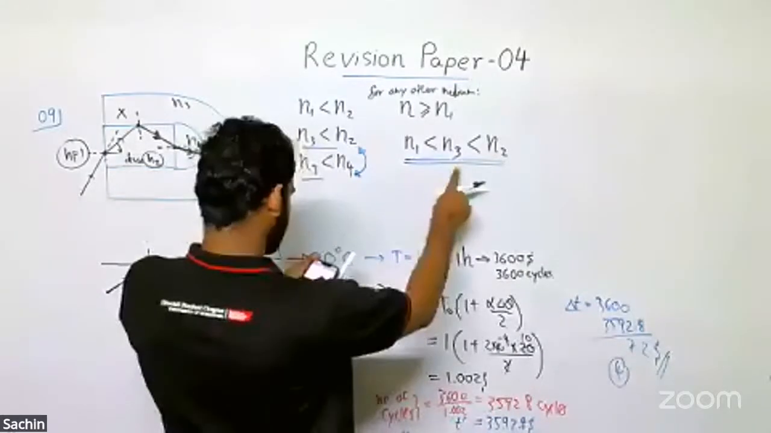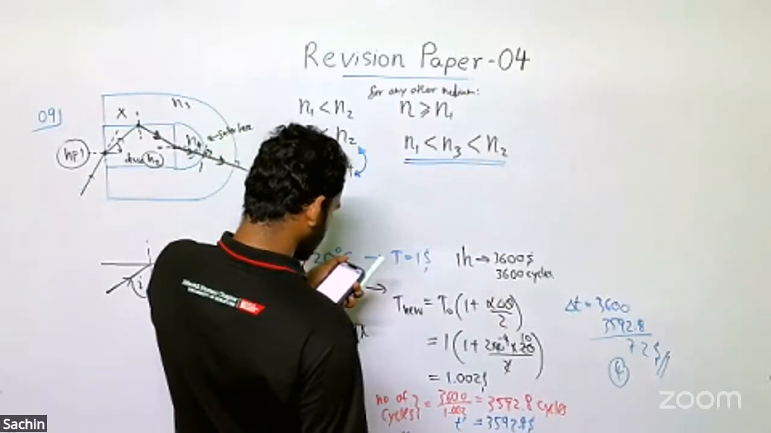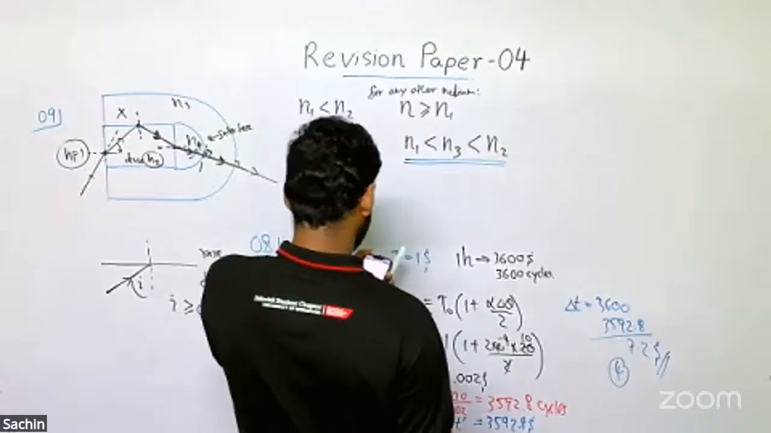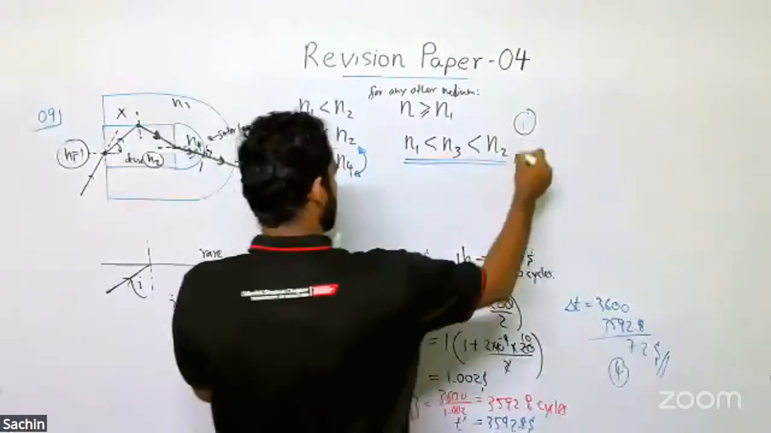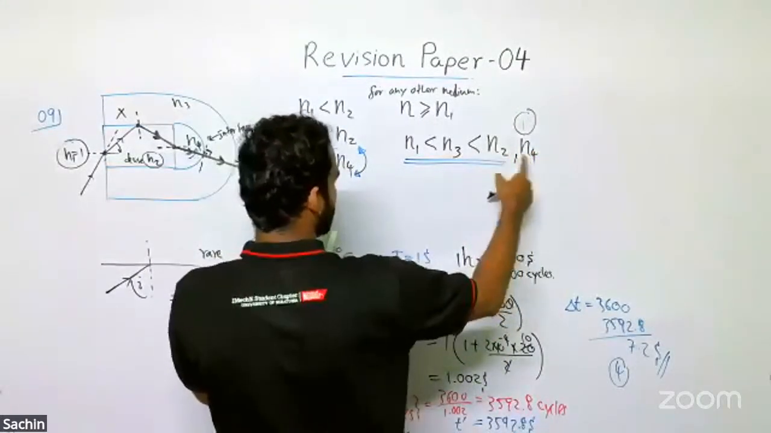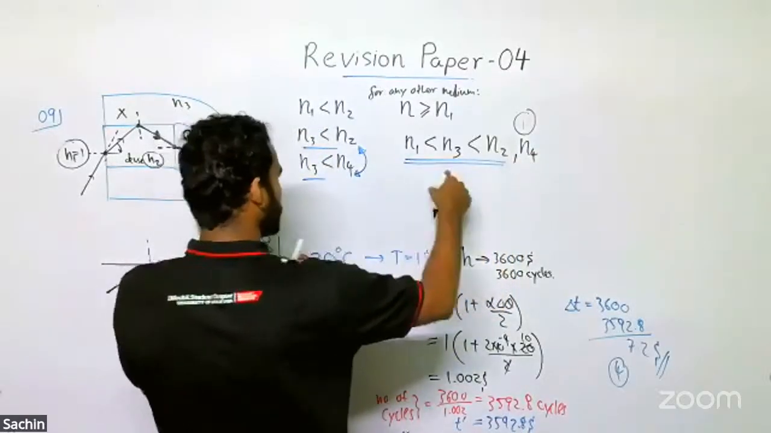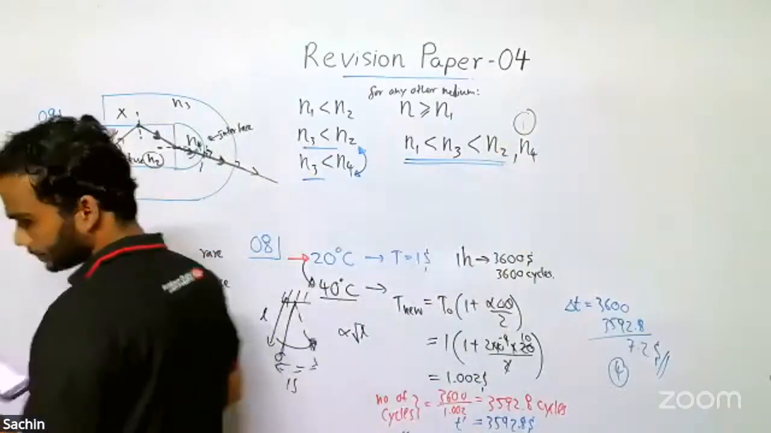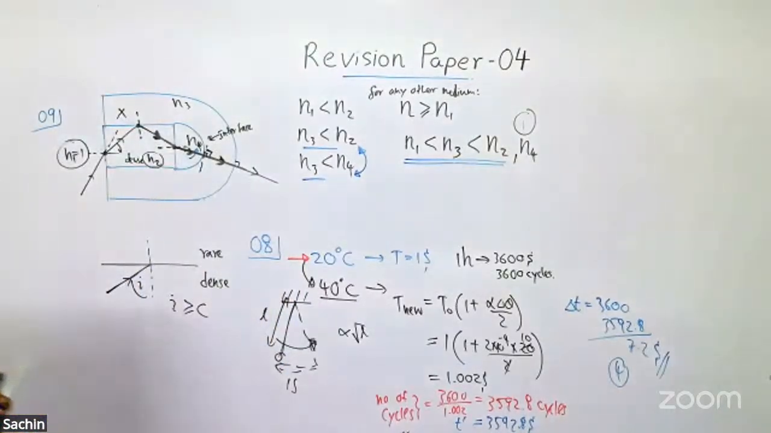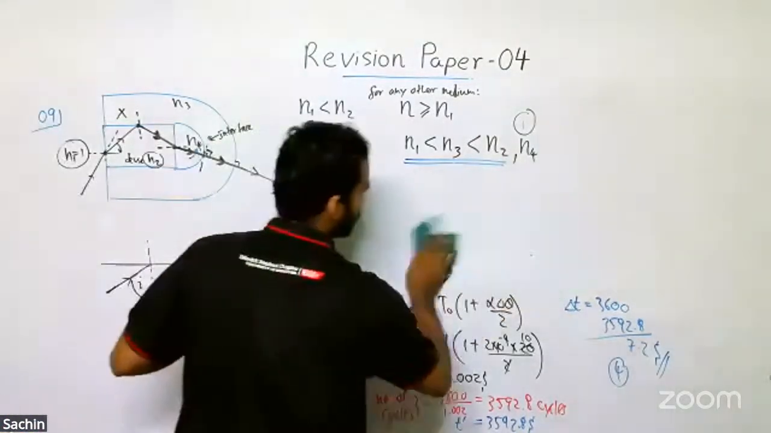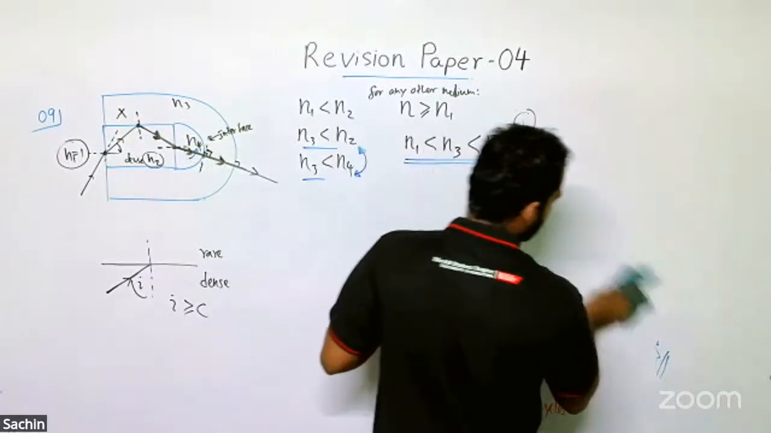If you look at this, the correct order is given in only one answer, that is the first answer. So we don't know the comparison between N2 and N4, but both should be greater than N3. So the correct order is mentioned only in the first answer. So the answer should be the first.